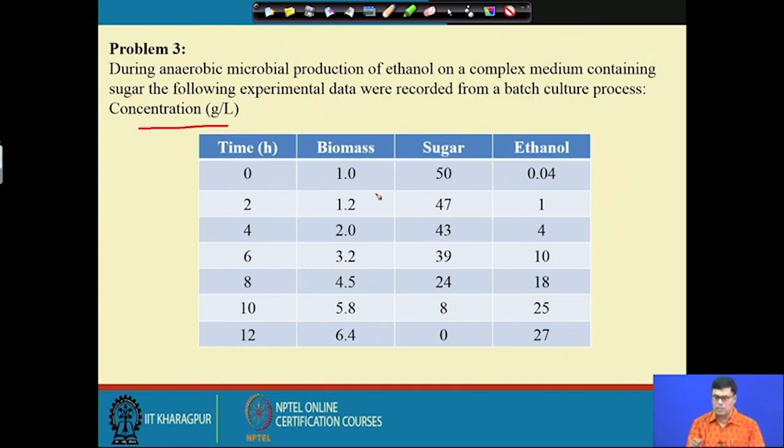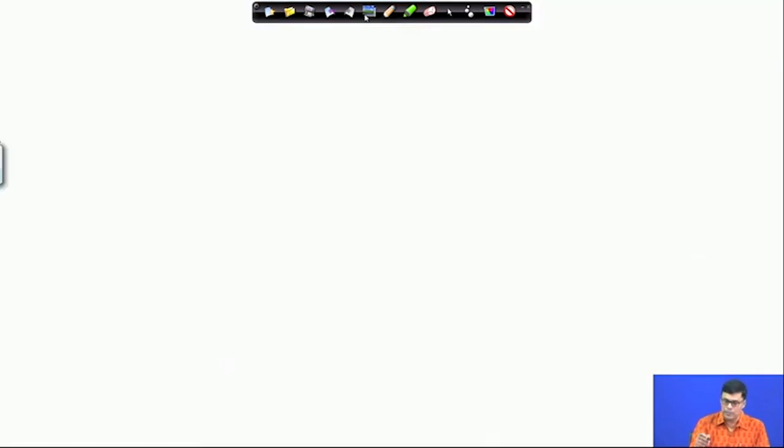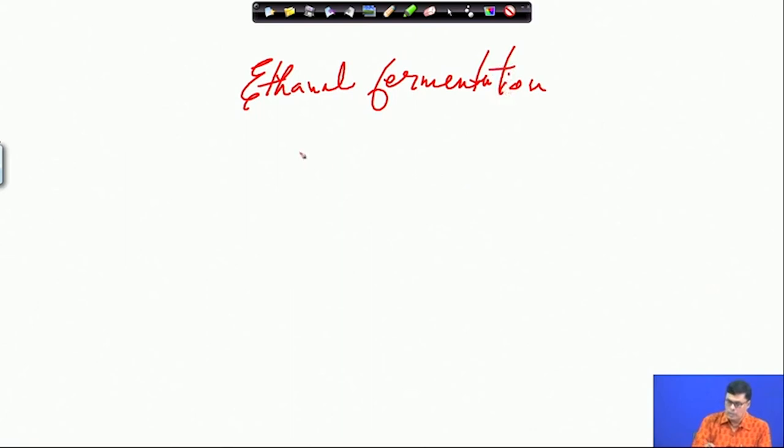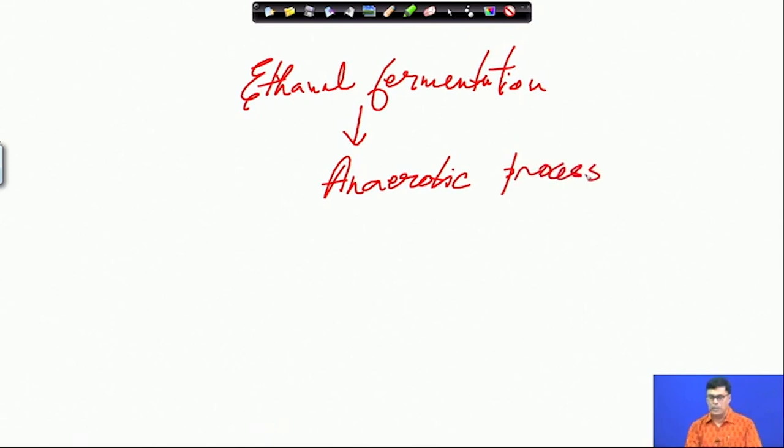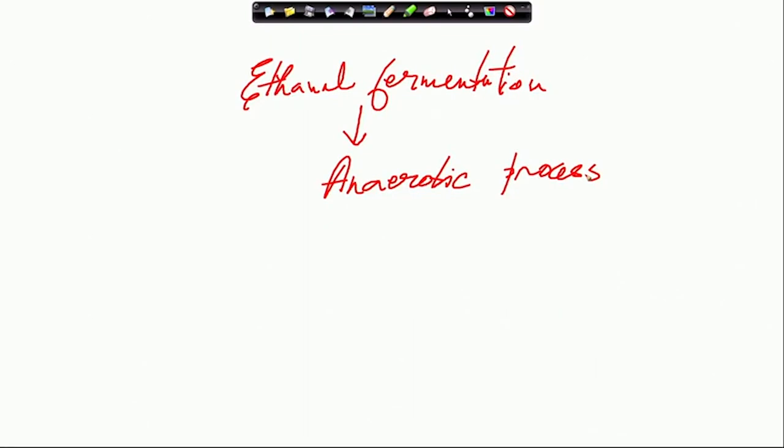Here I want to point out that ethanol fermentation is considered an anaerobic process. I have already explained that an anaerobic process means the organism doesn't require molecular oxygen for its growth and metabolism. Not only that, in the case of an obligate anaerobe, molecular oxygen will be harmful for them. Now, this ethanol fermentation process we carried out with the help of Saccharomyces cerevisiae. The present problem deals with that.